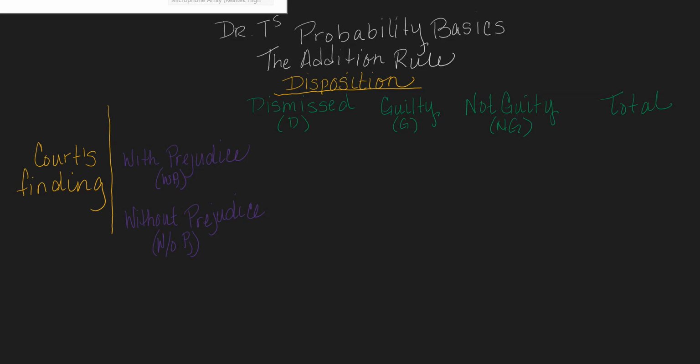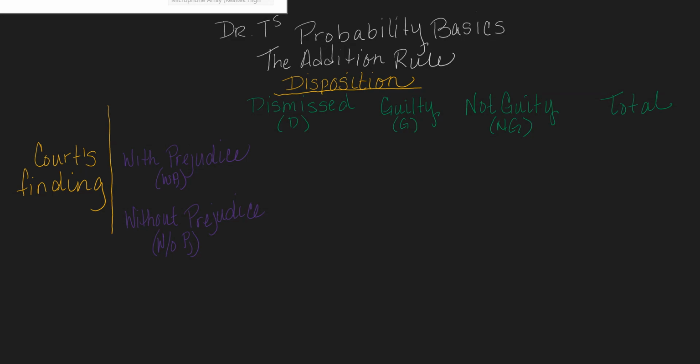In this example, we're looking very specifically at a randomly chosen sample of court cases across one county in the state where we live. We're curious to know whether a court's finding with prejudice or without prejudice happens differently across cases that are disposed as dismissed, guilty, or not guilty.